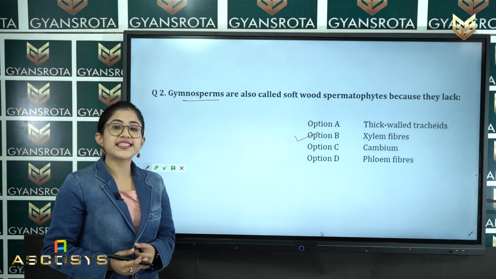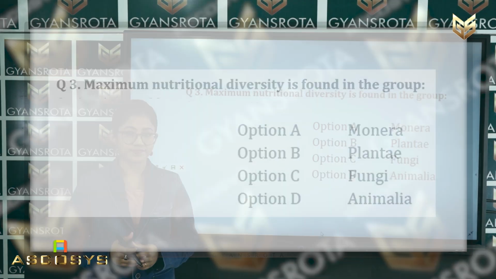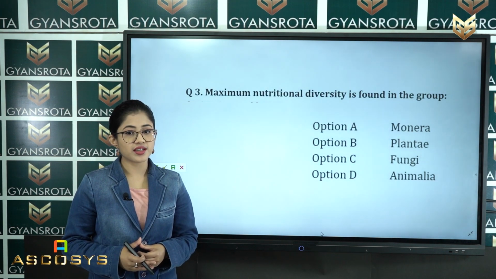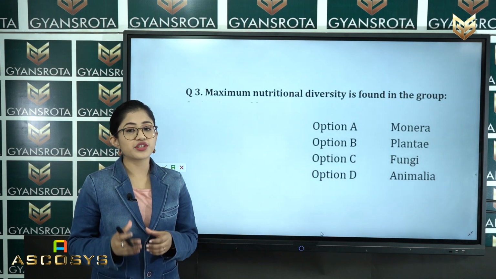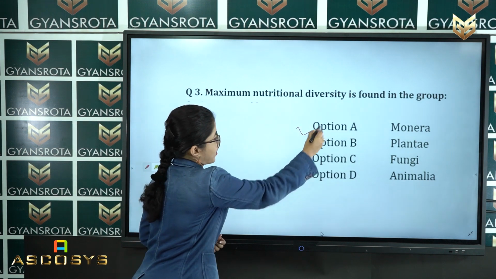Alright. Now let's see the next question, that is question number 3. Maximum nutritional diversity is found in the group: option A, Monera; option B, Plantae; option C, Fungi; and option D, Animalia. Student, this is from the chapter Biological Classification. So what is the correct answer? In which of the following groups is the maximum nutritional diversity there? That is in option A, Monera.